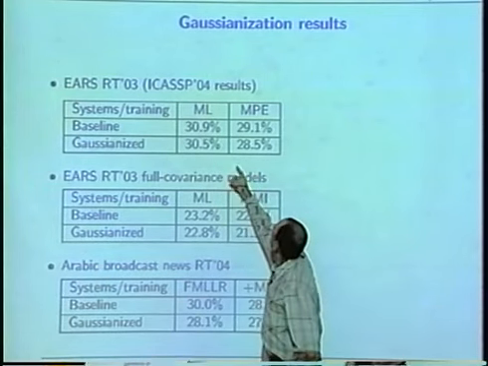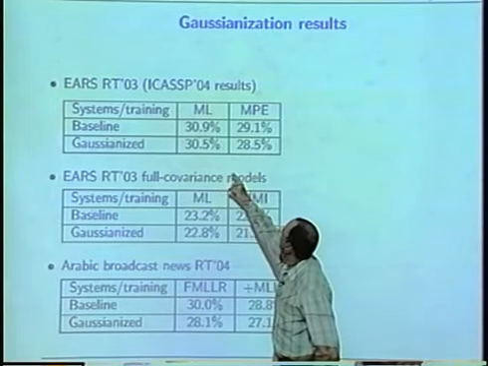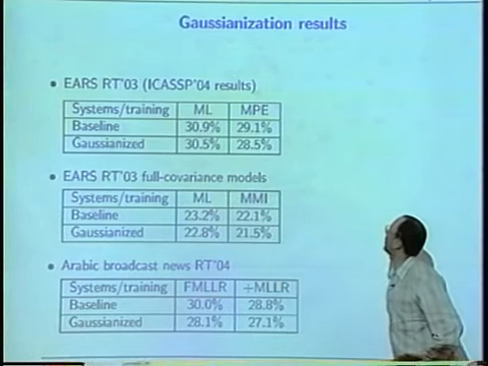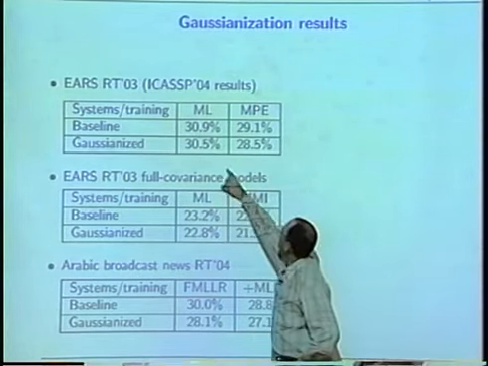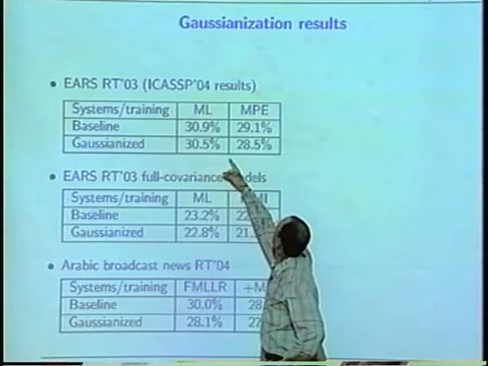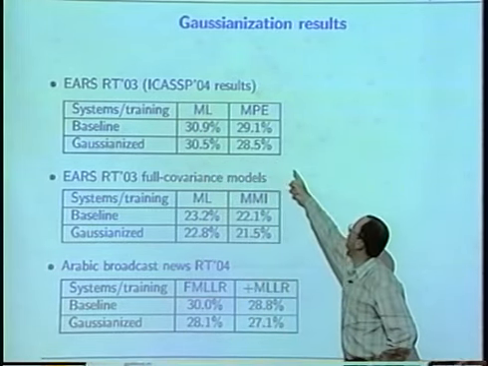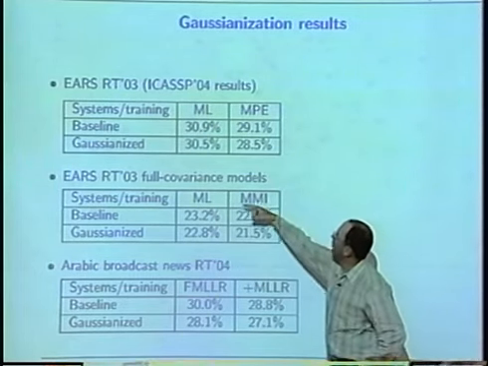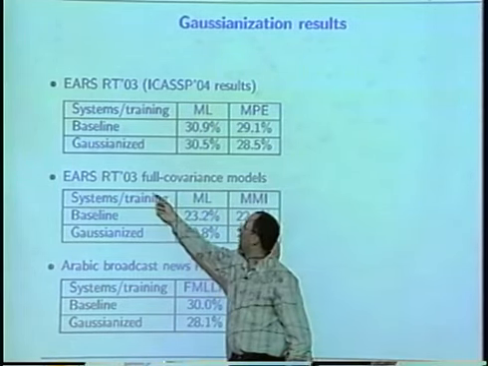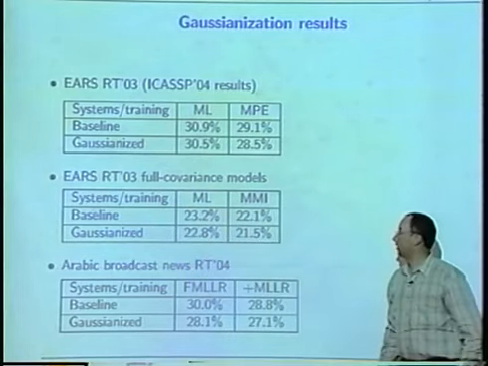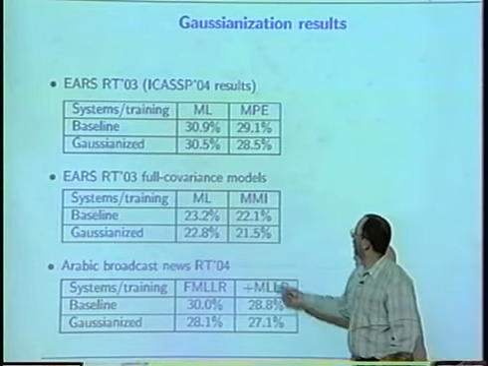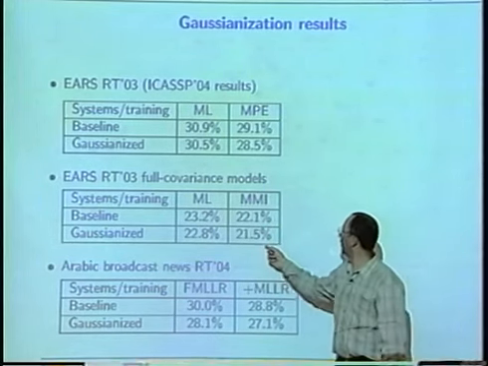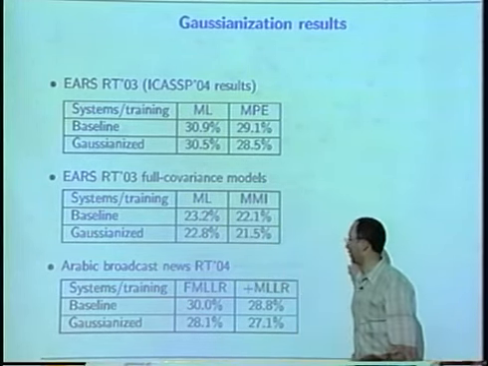The first set of results was published in our ICASSP 2004 paper, so they're slightly outdated. We compared systems trained with maximum likelihood and minimum phone error. As you can see, we get 0.4% on the maximum likelihood and slightly more, 0.6%, on the minimum phone error models. And we observe the same phenomenon if we look at more recent systems, namely full covariance models that we trained recently. Here again, we see slightly more gains if the systems are trained discriminatively, 0.6 versus 0.4.